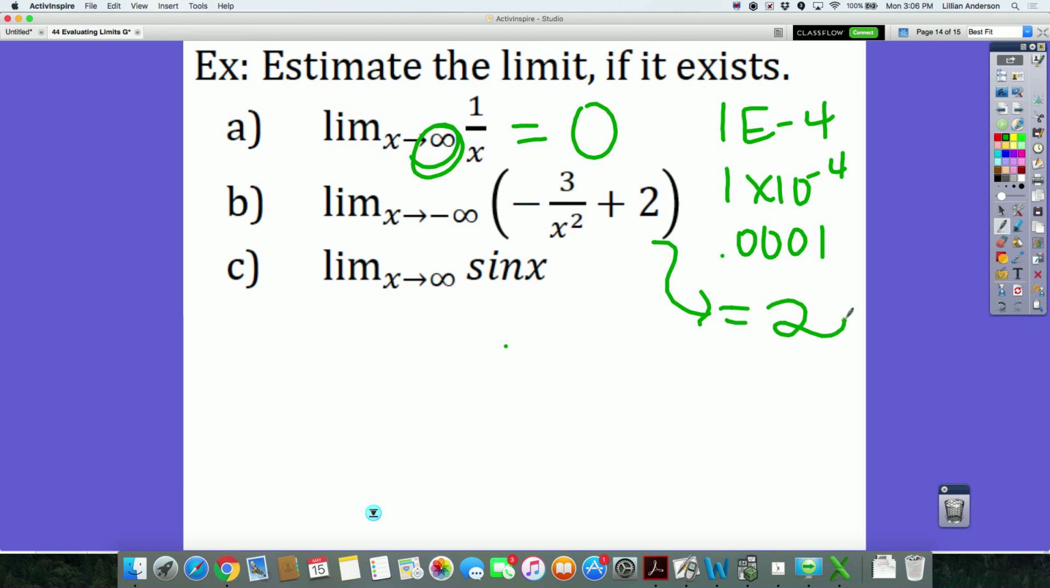Yep, because that just means that if we had plugged in a smaller number, like maybe -100, it probably would have given something that was a decimal or something. Now the last one.